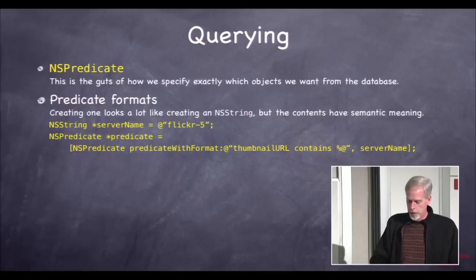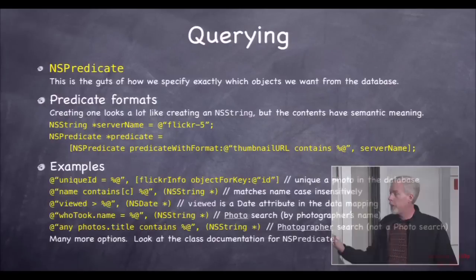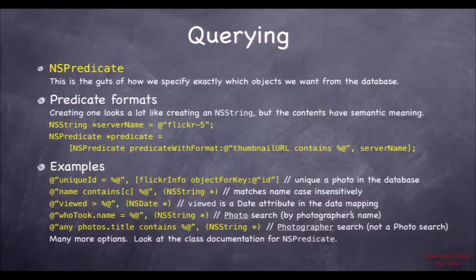And there are lots of different examples. You're going to have to look at NSPredicate and look up the link there called the Predicate Programming Guide, and you're going to look at all the things you can do. But here are some examples. You can obviously check to see if something is equal to something else. If a unique ID is equal to a string, that might be how you unique photo objects in a database by comparing them to the Flickr ID.